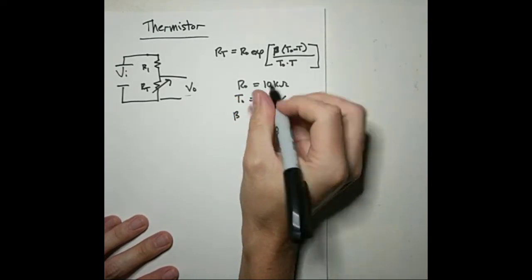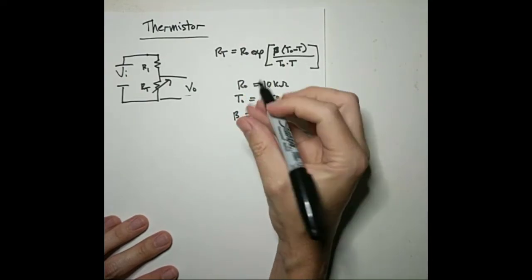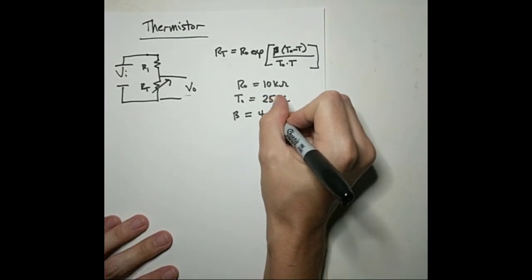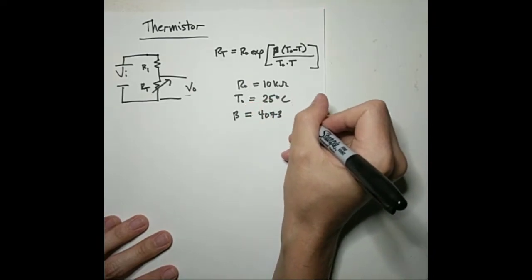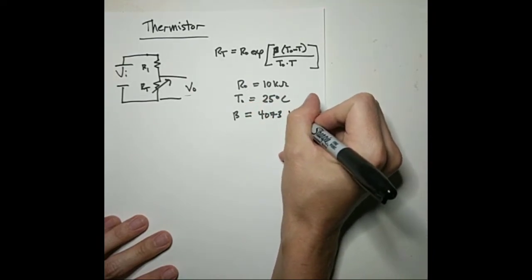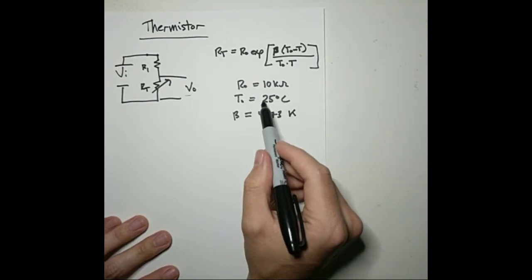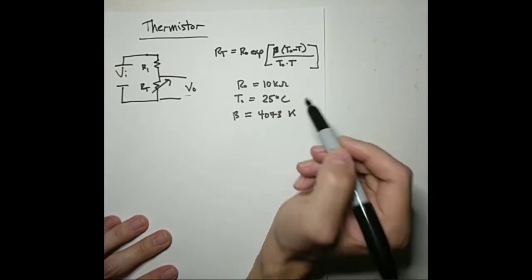Beta, this B value here, is another property. It's sort of like a scale. And for the thermistor we're looking at, it's 4073. And just be known that that is given in terms of Kelvin. So when you use T naught in this equation, you have to convert T naught to Kelvin.